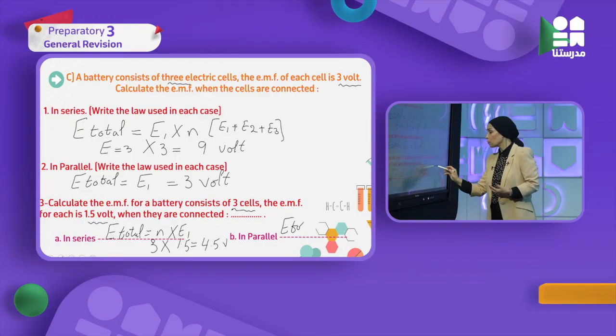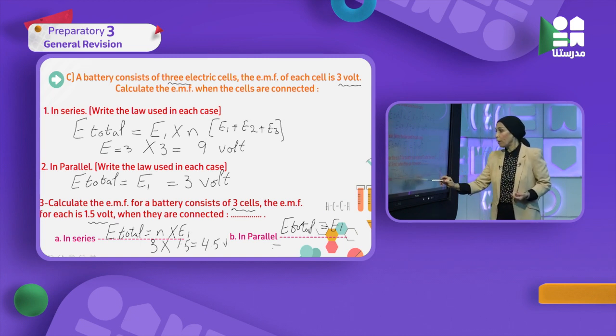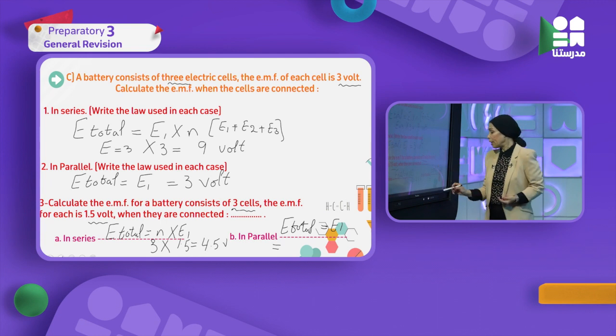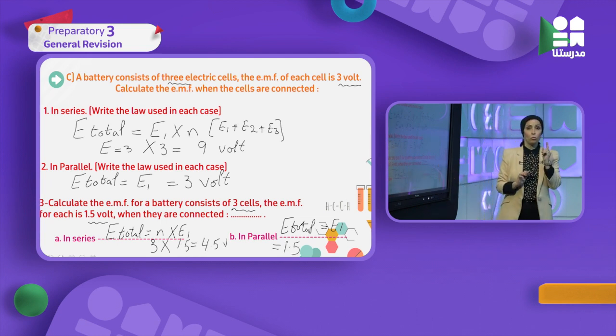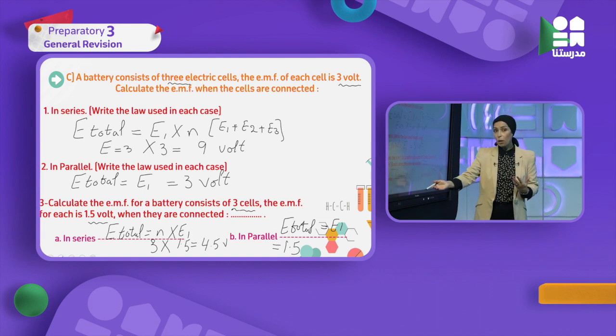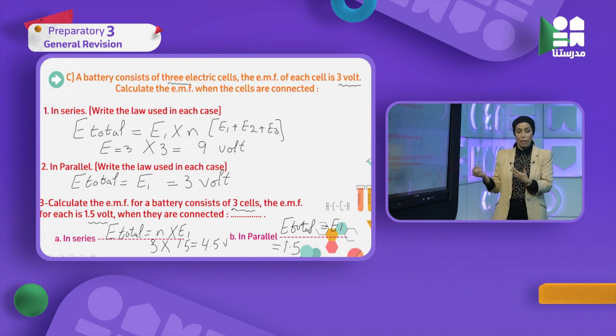طب what about if I connect them together in parallel؟ يبقى E total equal E1, just قيمة الوحدة هت equal كام؟ هشوف الاماونت عندي هنا equal 1.5 volt which is the amount of 1. دي بت increase the amount of EMF and this one the connection decrease the amount of EMF.